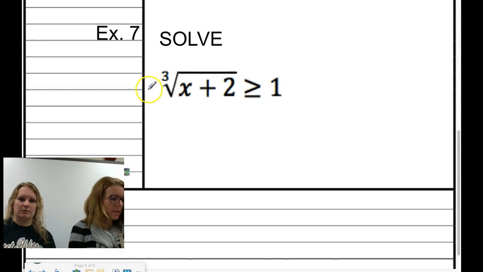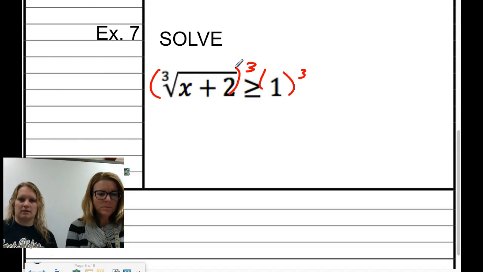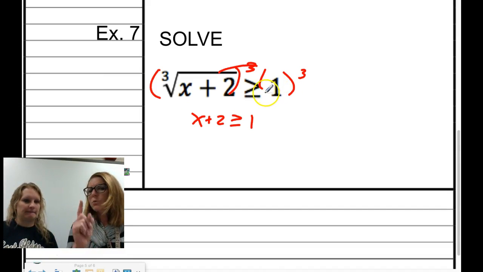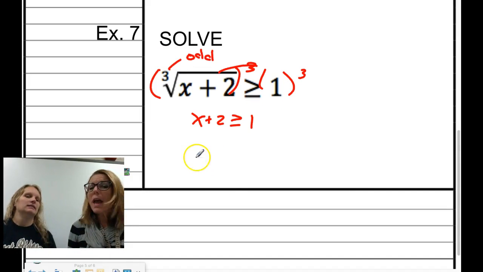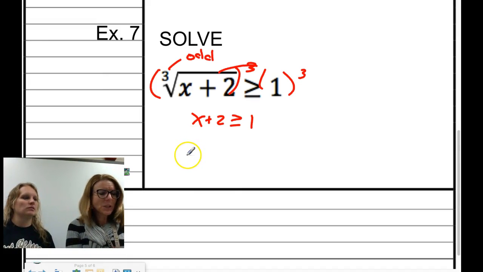There's nothing to move, so we're going to cube both sides. So that cancels. So we're left with x plus 2 greater than or equal to 1. Now, there's good news here: 1 times 1 times 1 is just 1. Because we're raising to an odd power, we don't need a step 1 and a step 2. We don't have to state x plus 2 is greater than or equal to 0.